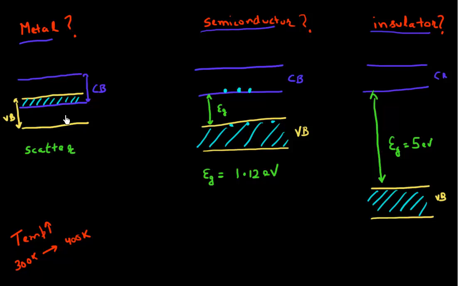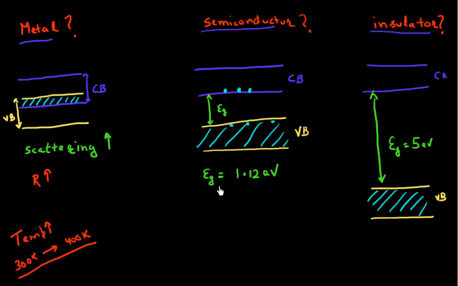So they'll scatter more with the atoms which make up this metal, and they'll also scatter with other electrons which are present in this metal. So this scattering between these electrons would increase, and as a result, the resistivity of your metal will increase as you increase your temperature from 300 Kelvin to 400 Kelvin.